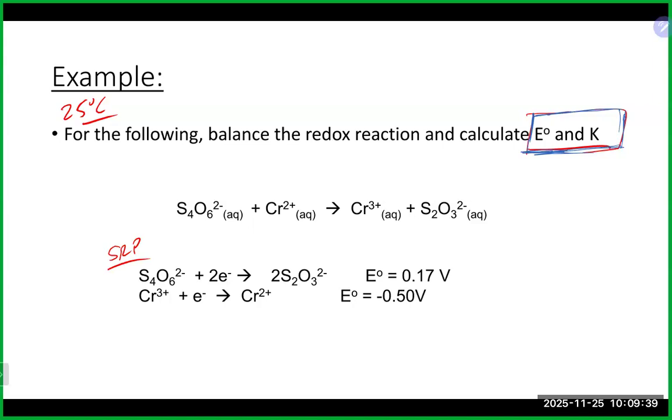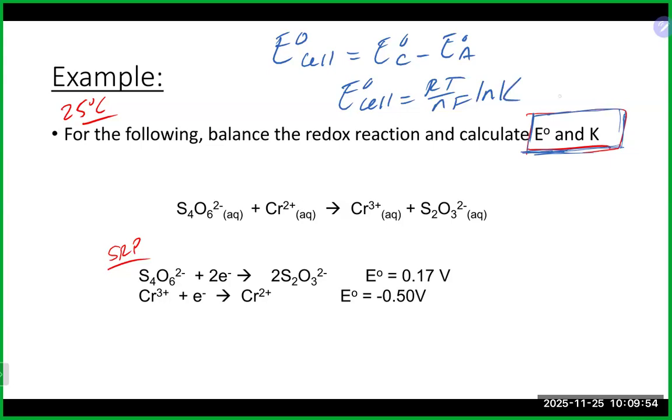Okay, let's take a look. So obviously here we're looking for E and K. We have a few formulas. E of the cell is going to be our cathode minus our anode. And obviously, the one that we saw there, E of the cell is equal to RT/nF natural log of K in this case. So we do need to start with this.